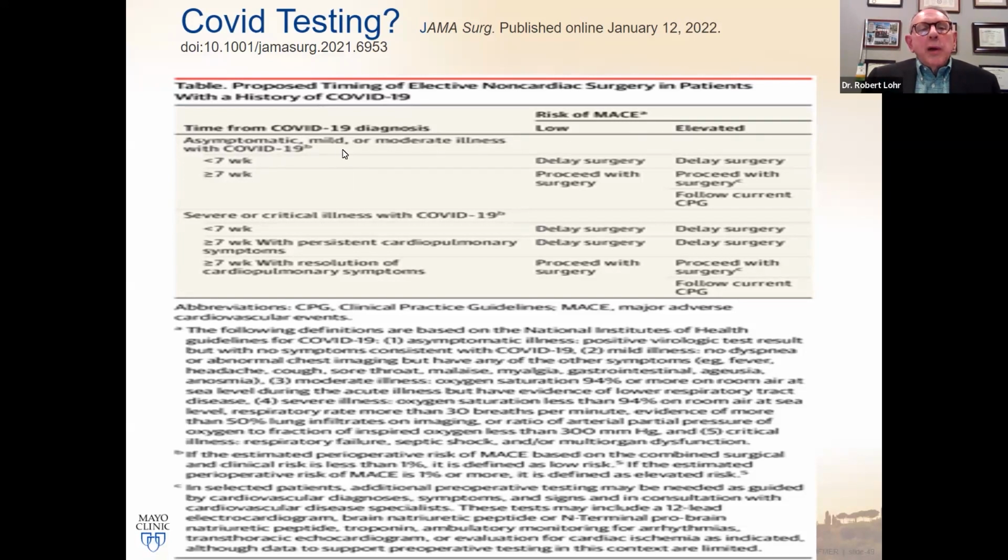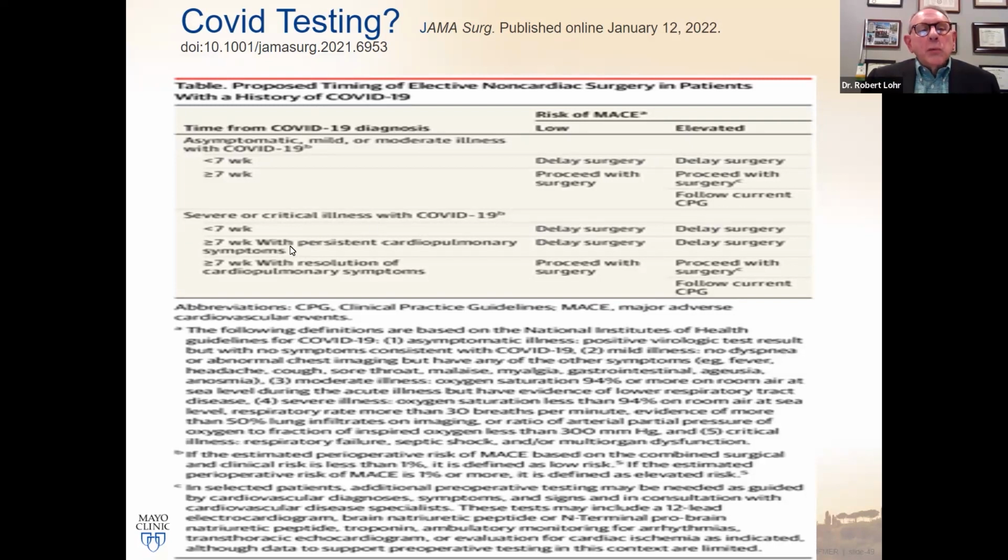So in the asymptomatic or mild or moderate illness patient, if it is less than 7 weeks since they had their COVID diagnosis, you would delay surgery across the board. If it's over 7 weeks and they are low risk from a cardiac standpoint, you could proceed, and you could consider or think about proceeding in the elevated risk group. Now, if they have or had a severe or critical disease, if they're less than 7 weeks, you again would delay across the board.